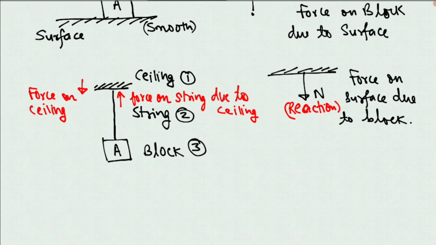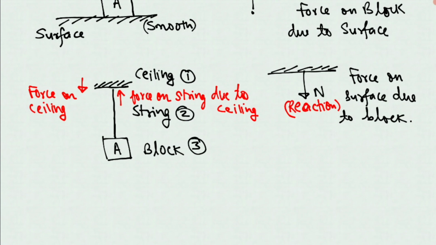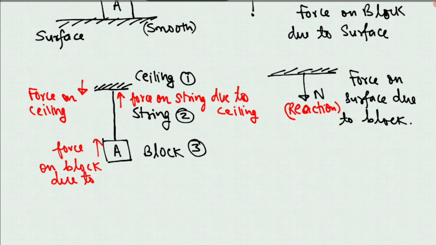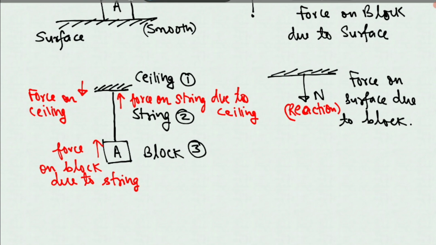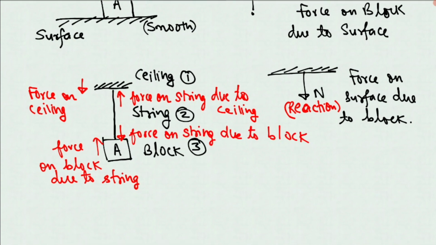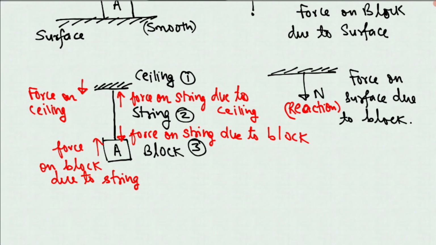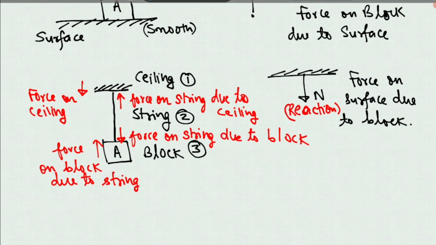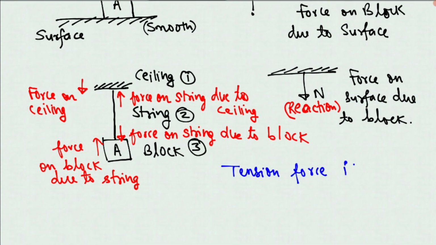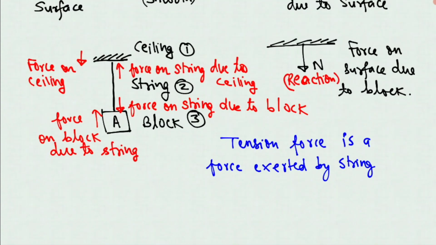Similarly, when we talk about string and block, the string is pulling the block up, so force on block due to string is upward, and then there is the force on string due to block. So what about a force on ceiling due to block? Is there any force? The answer is no. The block and the ceiling are not interacting with each other. Ceiling is interacting with the string and the string is interacting with the block. Now what is a tension force here then? Tension force is a force exerted by a string on any object it is connected with.